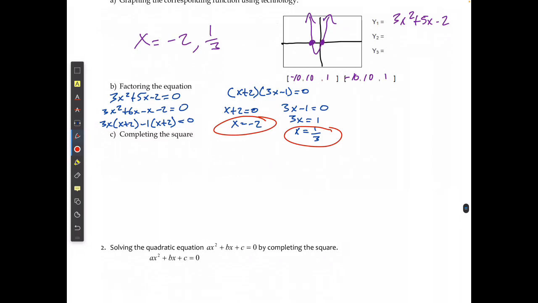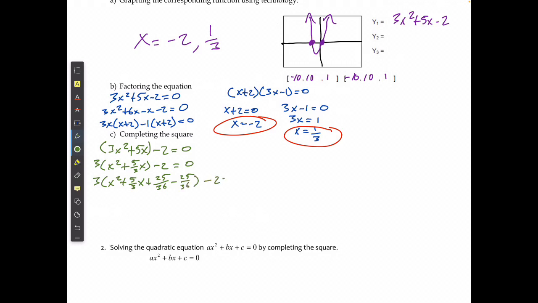I can do it by completing the square. So I'm going to start by grouping together the x's. 3x squared plus 5x minus 2 is equal to 0. I divide out the a value, 3, and x squared plus 5 over 3x minus 2 is equal to 0. 3 times x squared plus 5 over 3x, and then I take 5 over 3, divide it by 2, and square it, and I'm going to get plus 25 over 36 and minus 25 over 36. Minus 2 is equal to 0.